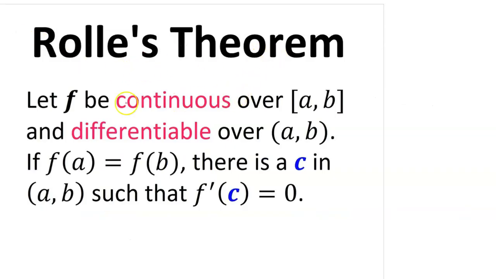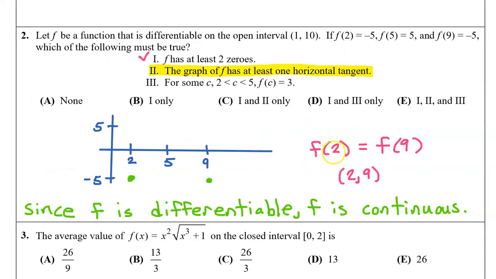Rolle's theorem applies here since f is continuous and differentiable. And Rolle's theorem says that if f at a is equal to f at b, then there is a c where f prime at c is equal to 0, meaning there is a c where f has a horizontal tangent line. In this case, f at 2 is equal to f at 9. So there is some value c on the interval from 2 to 9 where f prime will equal 0. In other words, where there will be a horizontal tangent line.